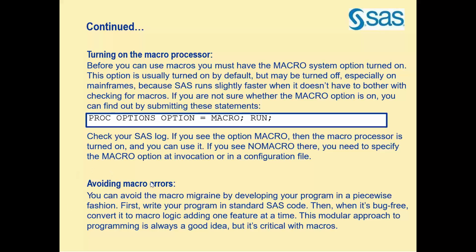Now, a similar approach we need to apply over here as well. So first we write our program in standard code. Then when it is bug free, we convert it to macro logic, adding one feature at a time. This modular approach to programming is always a good idea, but it becomes very critical when it comes to macro.